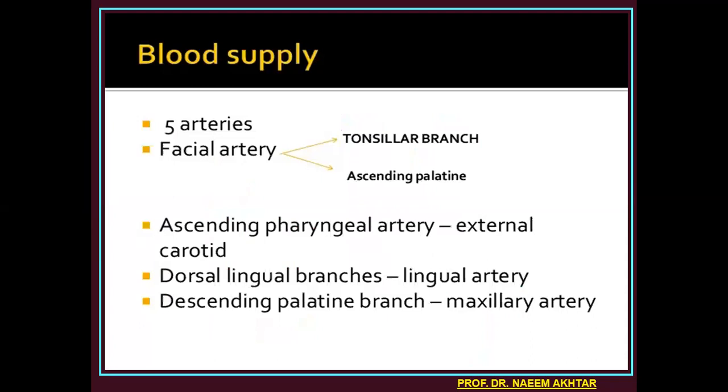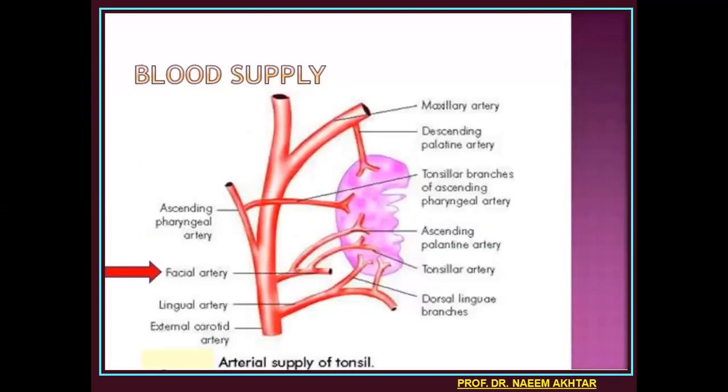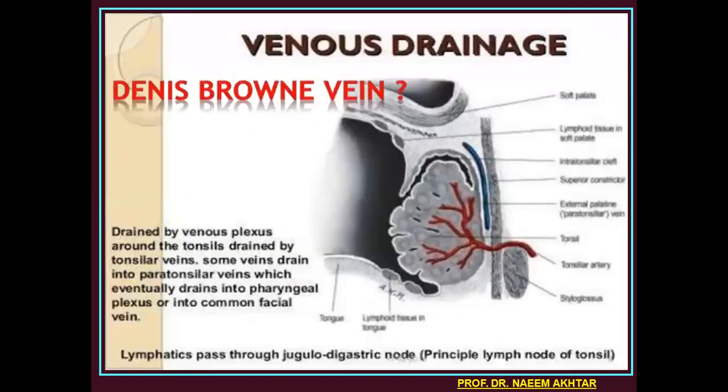Blood supply of palatine tonsil. The palatine tonsil is supplied by 5 arteries. Two branches of the facial artery, which are the tonsillar branch and the ascending palatine branch, supply the palatine tonsil. Similarly, ascending pharyngeal artery, dorsal lingual branches, and descending palatine branch from maxillary artery also supply the palatine tonsil. This is the figure which shows you different arteries which supply the palatine tonsils.